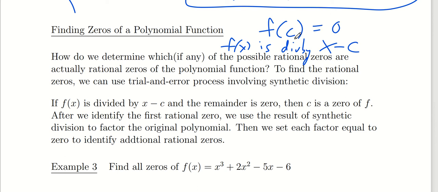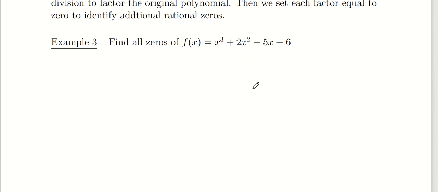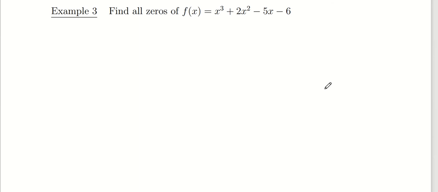So we can use synthetic division here to very quickly check to see whether or not we have a rational zero. Let's go through example 3. They ask us to find all of the rational zeros of f of x equals x cubed plus 2x squared minus 5x minus 6. So to start, let's look for the candidates.